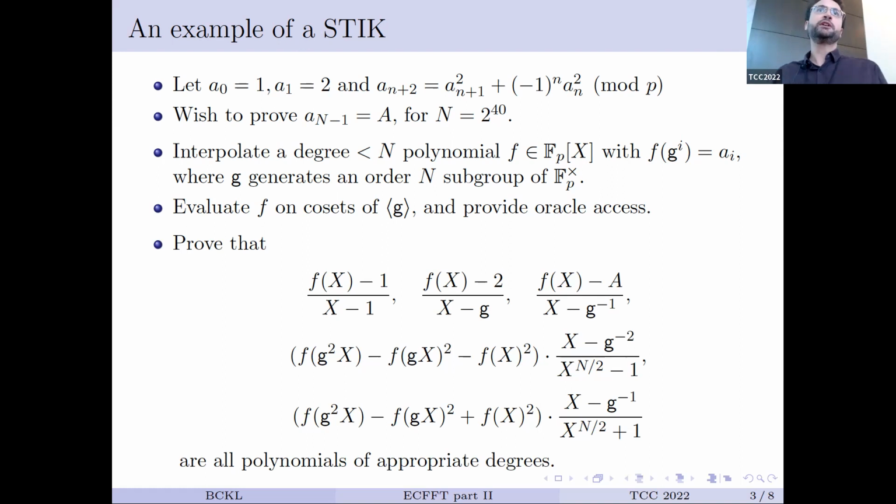But it turns out there's a trick. It's very close to being the polynomial that vanishes at all even powers of g, which is just x to the n half minus 1. So we just have to divide that polynomial by x minus g to the minus 2, and we get the correct vanishing polynomial. So we can just multiply by the inverse of that polynomial to get something that will be a polynomial if and only if the values of f actually satisfy that recursion.